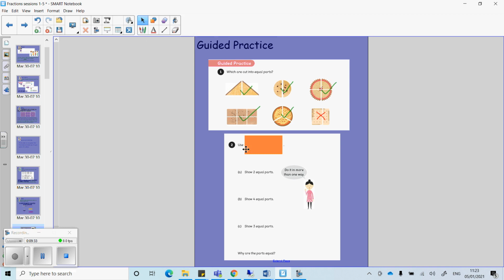Okay, as another challenge, you could use your rectangle piece of paper, just like this orange one, and you could fold it to show 2 equal parts. Then you could fold it differently to show 4 equal parts. And then you could show 3 equal parts by folding it differently again.